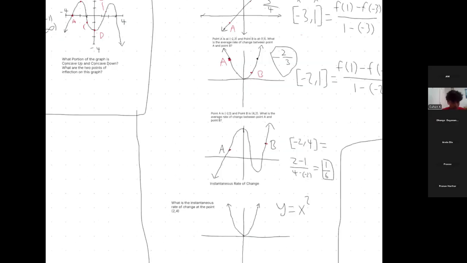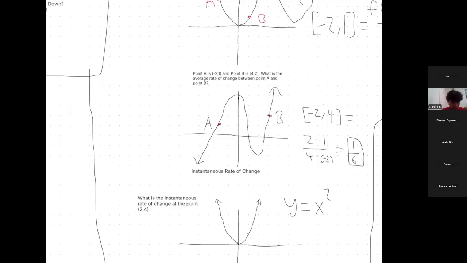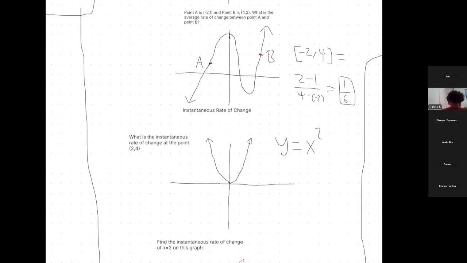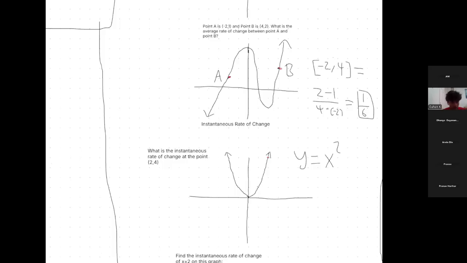So let me solve this question with you guys. What is the instantaneous rate of change at the point 2 comma 4? Follow along with me and I'll teach you how to solve this question. The first step when you're finding instantaneous rate of change is they give you the function, and they give you the point 2 comma 4. So let's choose an x value really close to 2. It's got to be really close, right? Because we're trying to find the closest value, and then we plug in our rate of change formula.